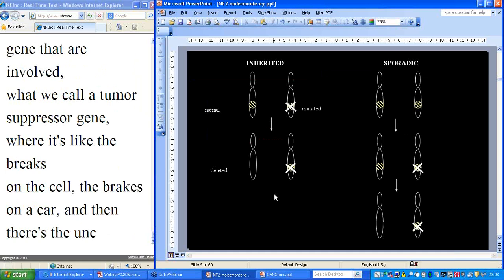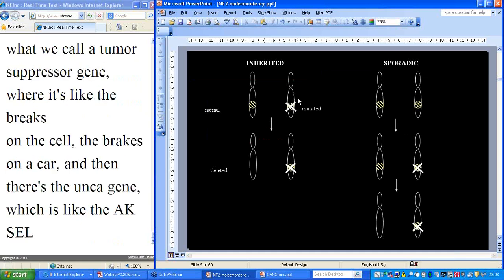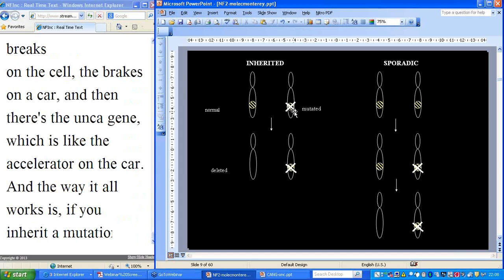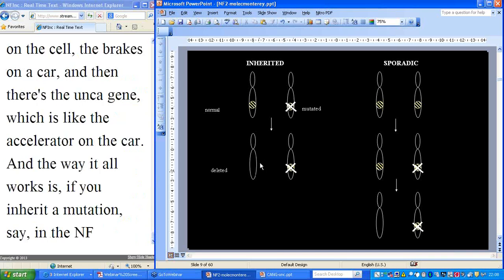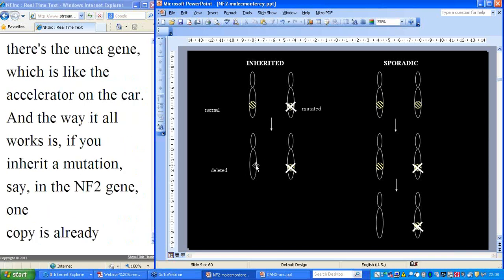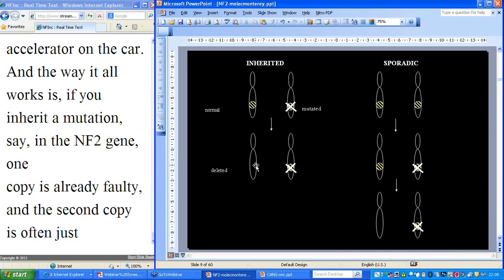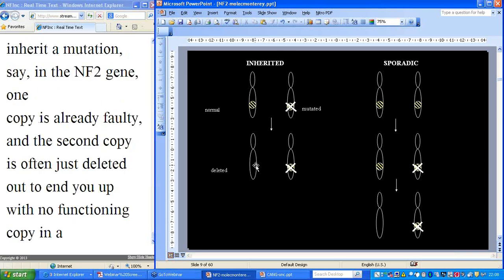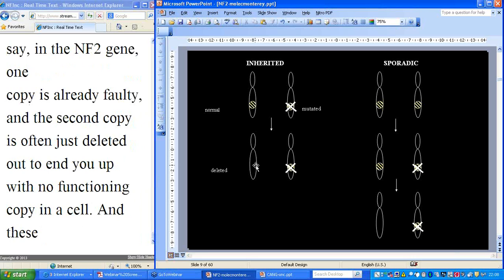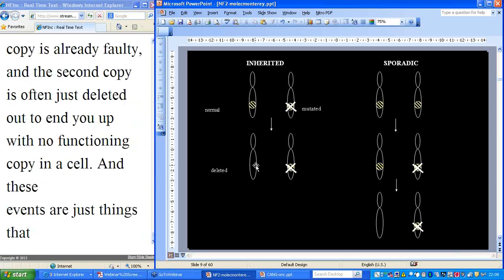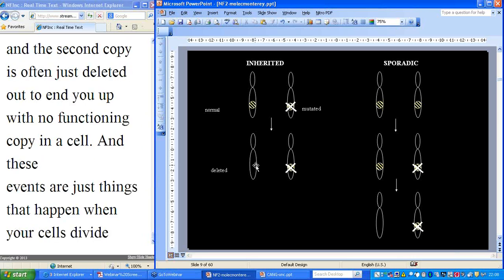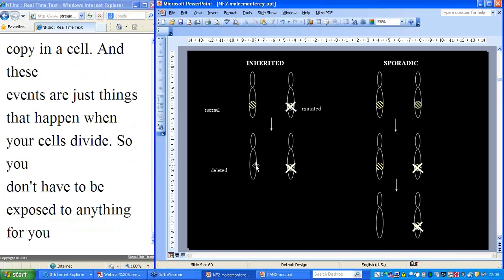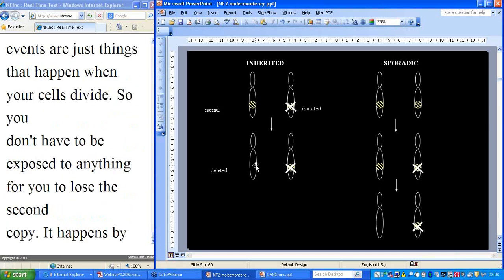And the way it all works is if you inherit a mutation, say in the NF2 gene, one copy is already faulty, and the second copy is often just deleted out to end you up with no functioning copy in a cell. And these events are just things that happen when your cells divide. So you don't have to be exposed to anything for you to lose the second copy. It happens by chance if you don't repair it.